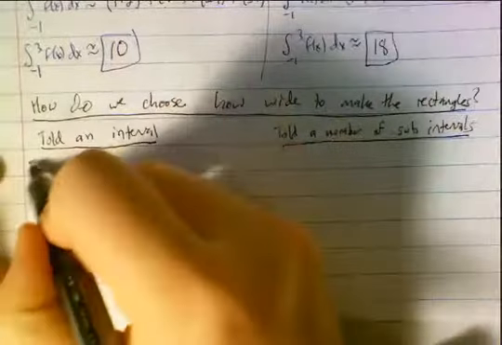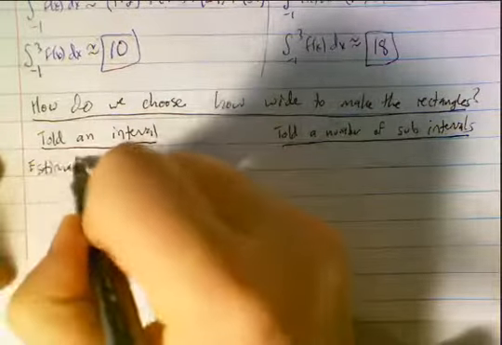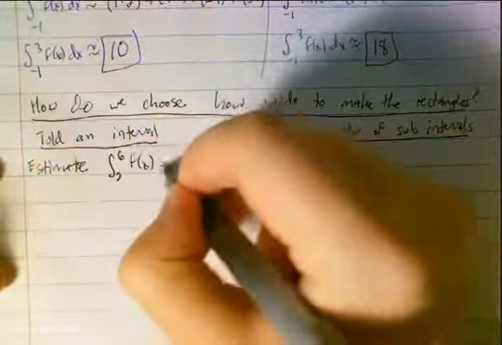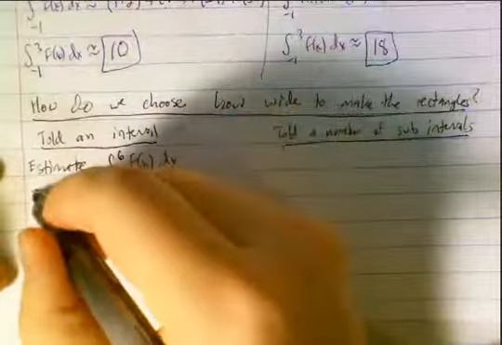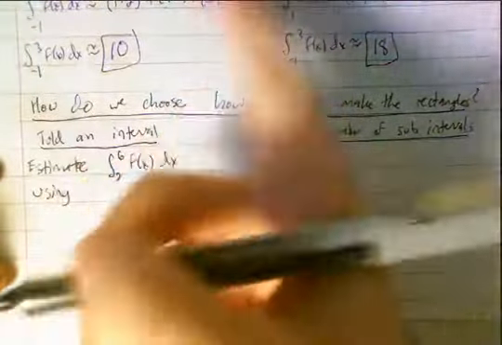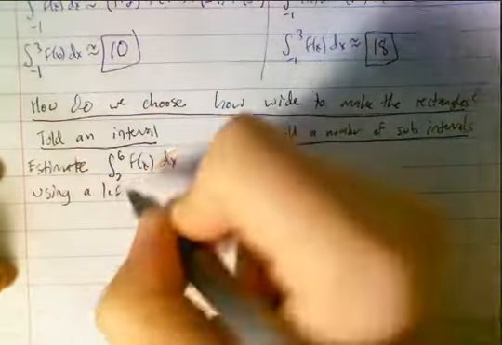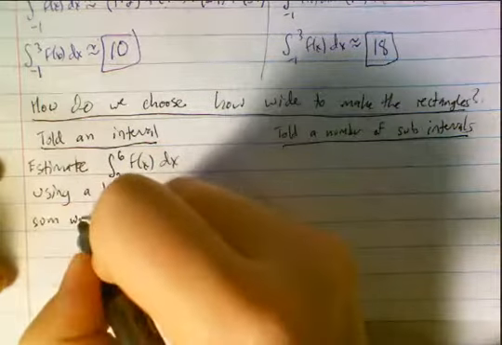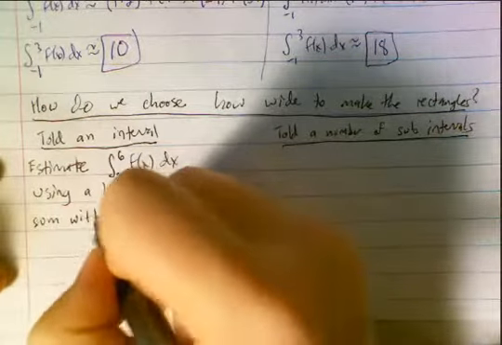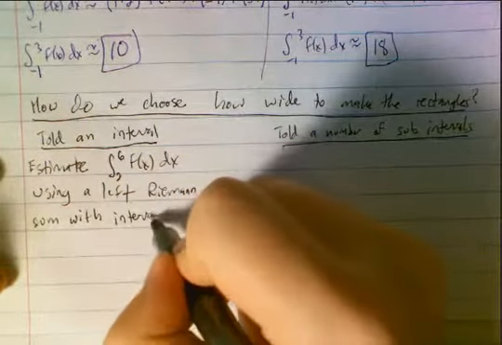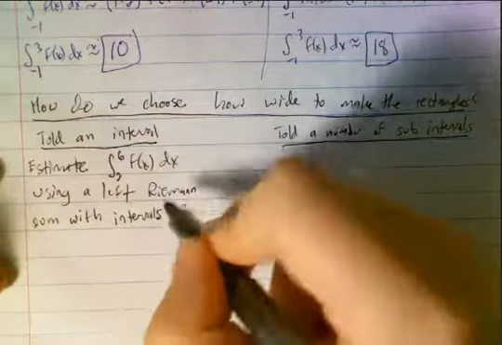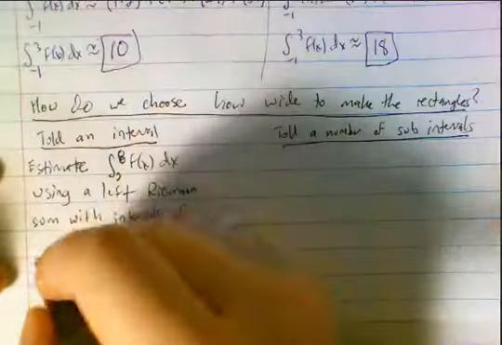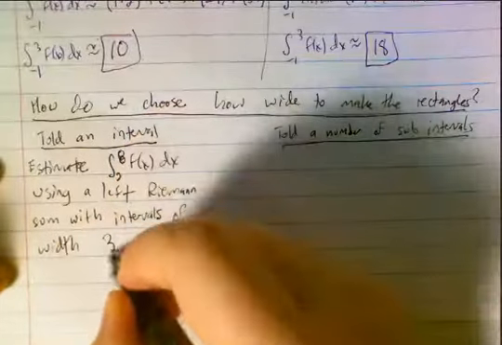So if we're told an interval, it means we're going to estimate the integral from 2 to 6 of f of x dx using, and we have to be told which of these ones up here we're doing, using a left Riemann sum with intervals of, actually let's make this from 2 to 8, intervals of width 3.